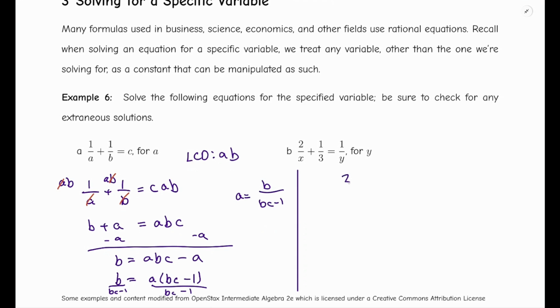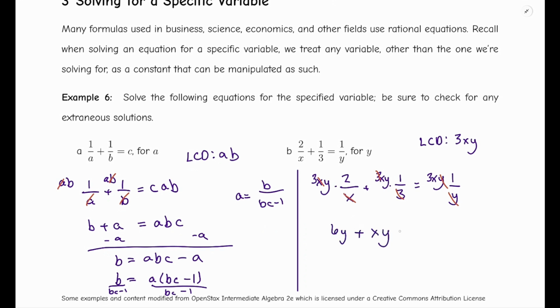Same thing here. I'm going to get rid of the fractions first before I try solving for y. The LCD is 3xy. So I'm going to multiply both sides by 3xy. So then the x cancels out here, 3 cancels out here, the y cancels out there. So we're left with 6y plus xy equals 3x. The y's are already on the same side, so I just factor that out.